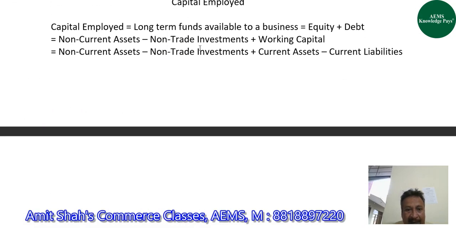So what exactly is capital employed? It is long-term funds available to a business, whether they are coming from owners or from outsiders in the form of borrowed funds or other liabilities.